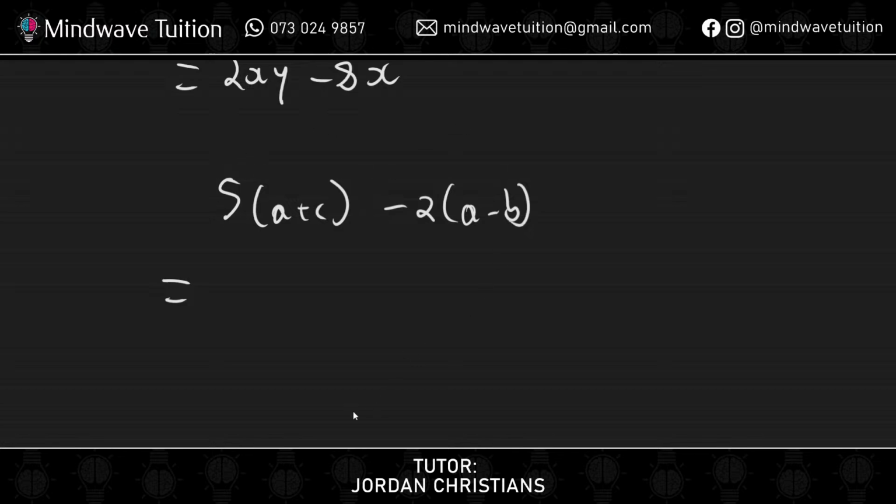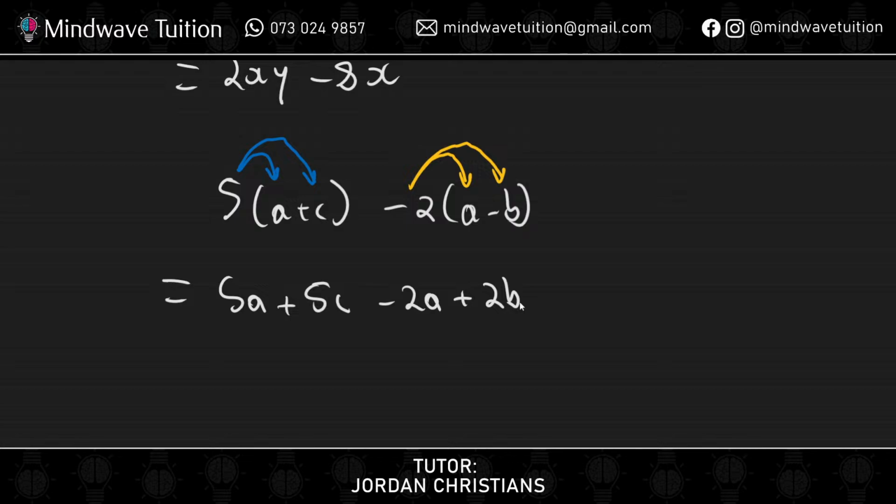So now we just need to multiply this 5 in. So 5 times a and 5 times c. 5 times a is just 5a, 5 times c is just plus 5c. Don't forget the signs. Like with this one, negative 2 times a gives me negative 2a, and negative 2 times negative b will give me positive 2b. So don't forget the negatives again.